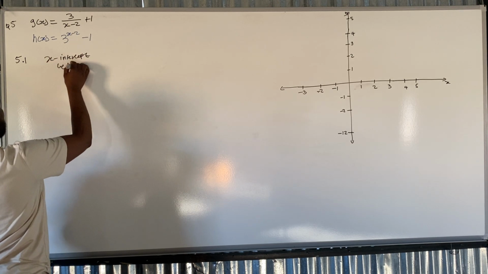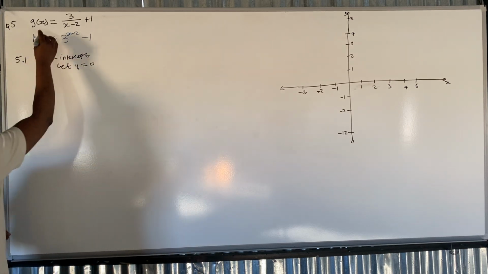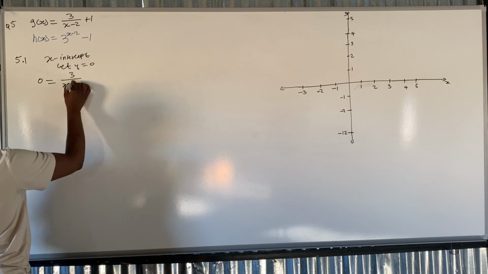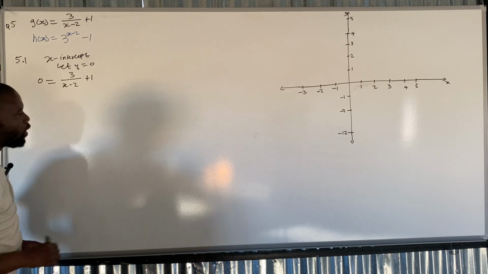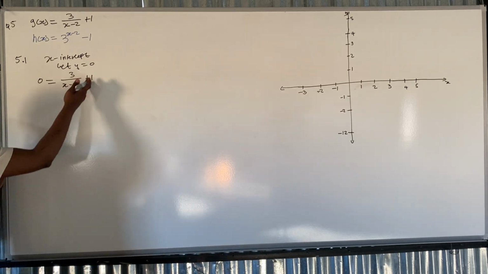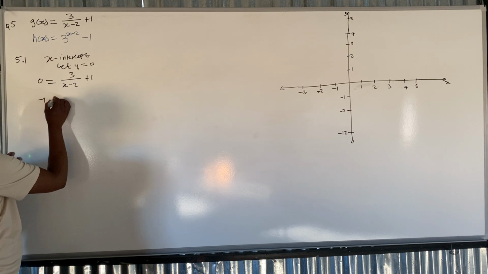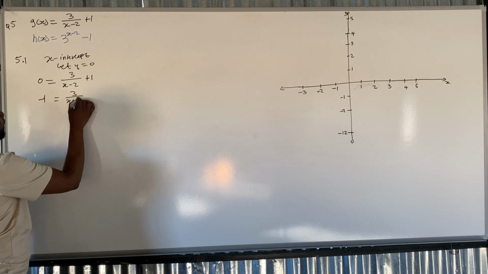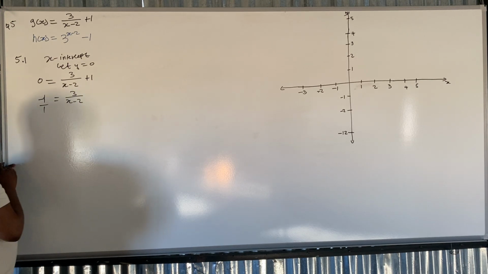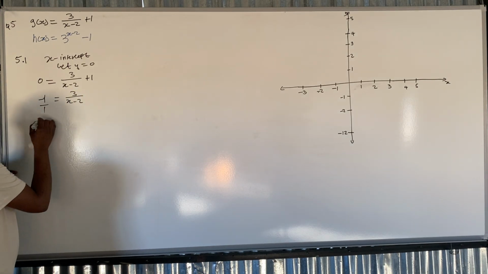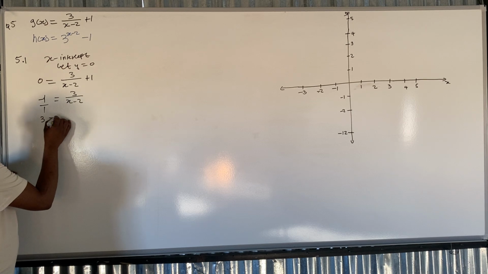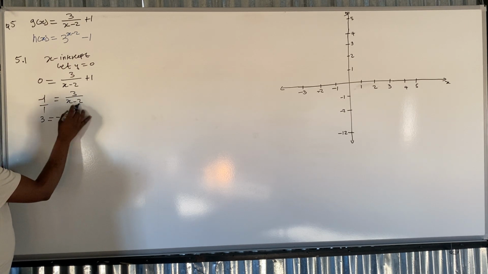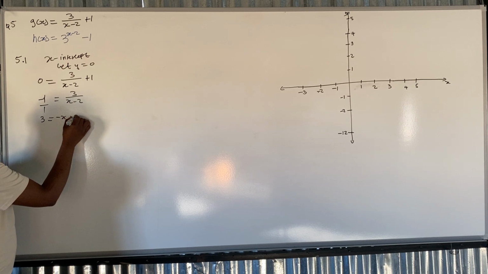again, it's letting y be equal to 0. So there is going to be 0 is equals to 3 over x minus 2, and then plus 1. And then from here we transpose. Take 1 to the other side, becomes minus 1, and then is equals to 3 all over x minus 2. And then from here, this is over 1. We do a cross multiplication. So it's going to be 3 is equals to negative x, because this negative is going to times this. Then this negative is going to times this, which is going to be positive 2.